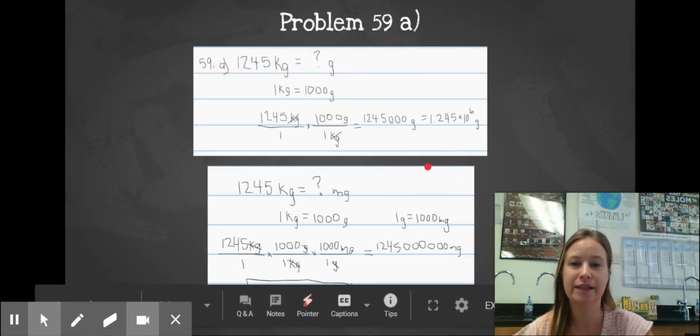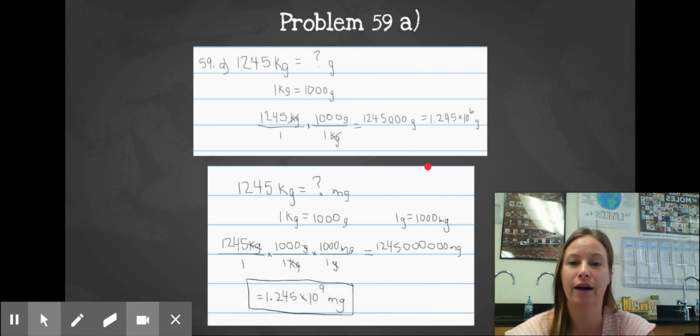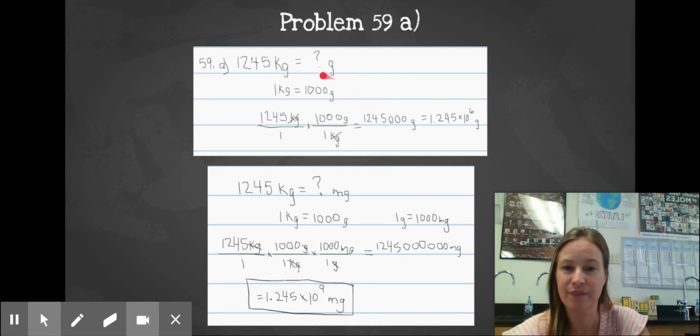Let's look at some metric units. Feet and inches are not metric units, but kilograms and grams are. In problem 59A in your textbook, it's given that you have 1,245 kilograms. And the question says, how many grams is that? So I'm going to set up my equality here. That tells me that 1 kilogram is 1,000 grams.